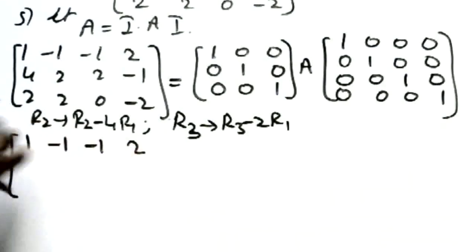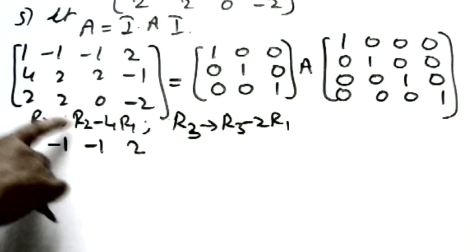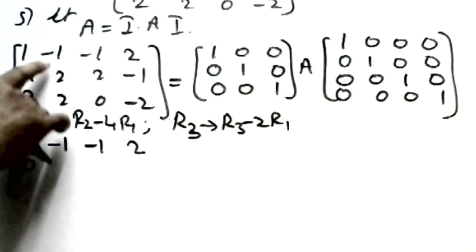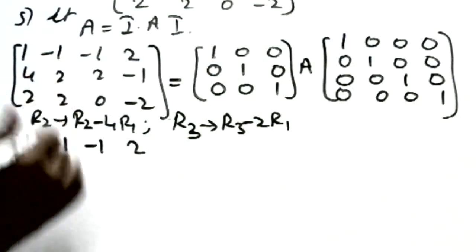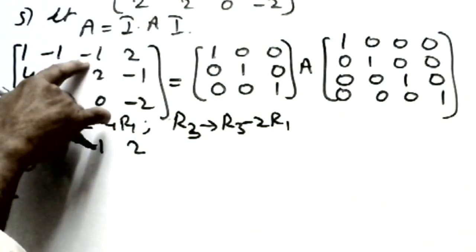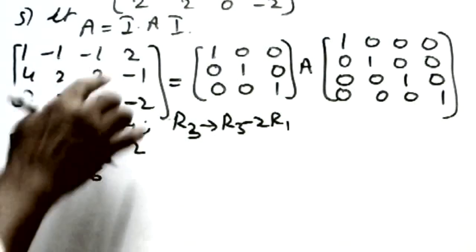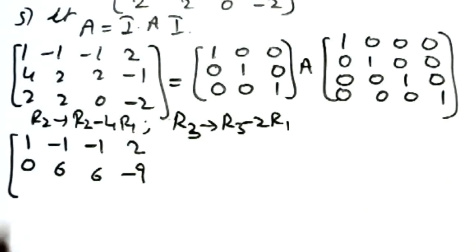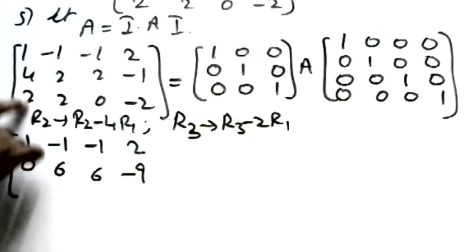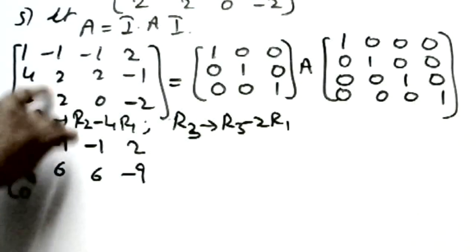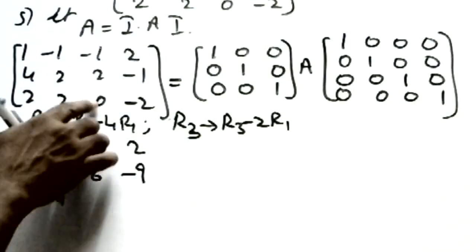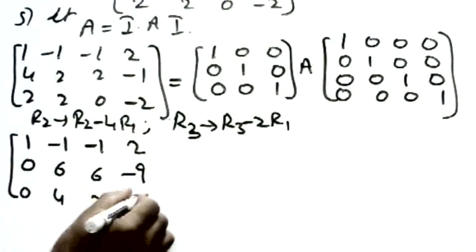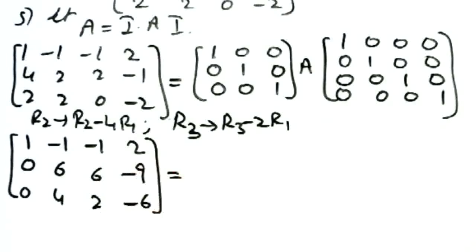Okay, so let me change this one. We are not changing the first row: 1 minus 1 minus 1 2. Now see here, R2 minus 4R1: 4 minus 4 ones are 4, 4 minus 4 is 0. Minus into minus plus 4, 4 plus 2, 6. Minus 1 is plus 4, 6. 4 twos are 8, minus 8 minus 1, minus 9. In the same way R3 minus 2R1: 2 minus 2 ones are 2, 2 minus 2 is 0. 2 minus into minus plus 2, 2 plus 2, 4. 0 minus into minus plus 2, 2. Minus 2 minus 4, minus 6.